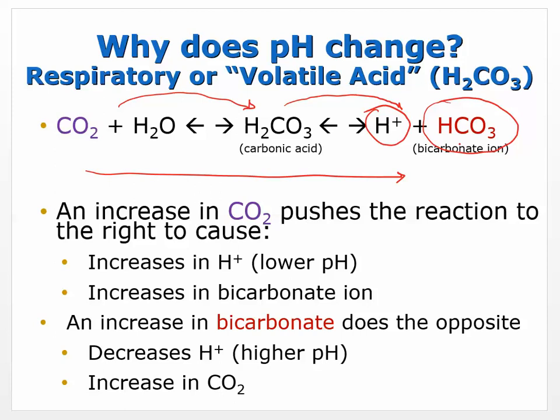You can measure pH, you can measure bicarbonate, and carbon dioxide, and you can get an idea as to whether this is respiratory or metabolic that's causing it. So an increase in bicarbonate would do the opposite. It's going to push the reaction to the left, and that's going to increase your pH. Okay, so you can also do that by blowing off the carbon dioxide.